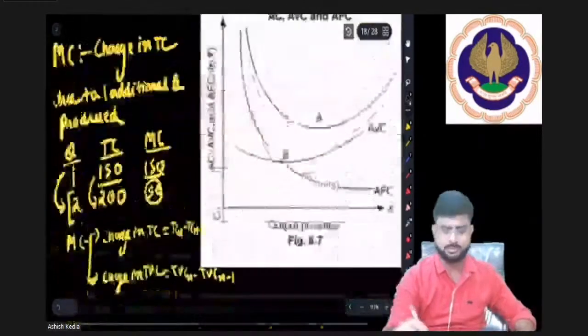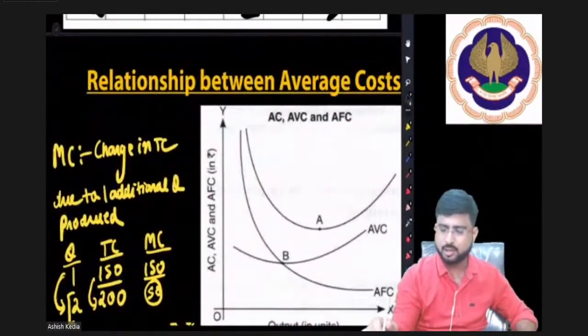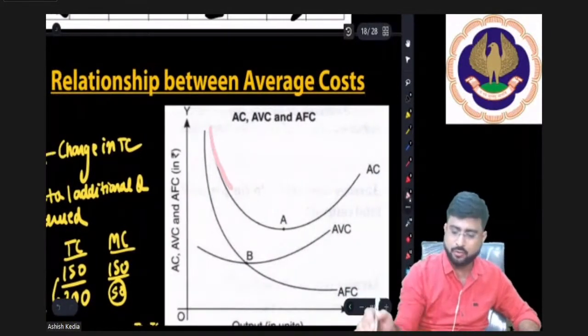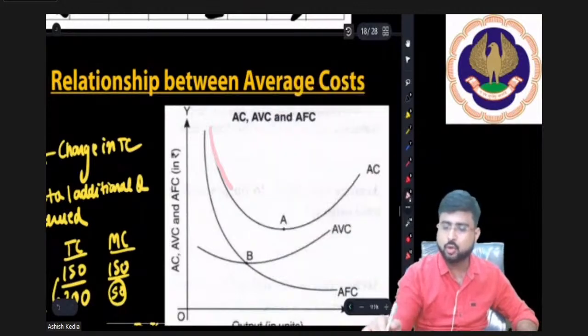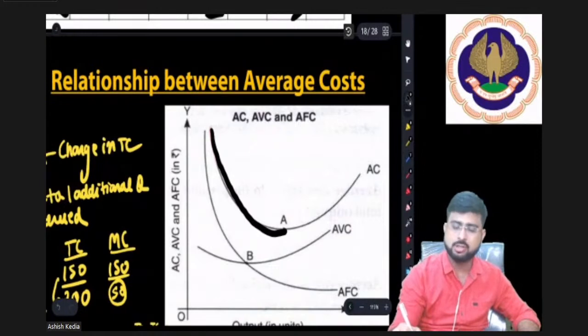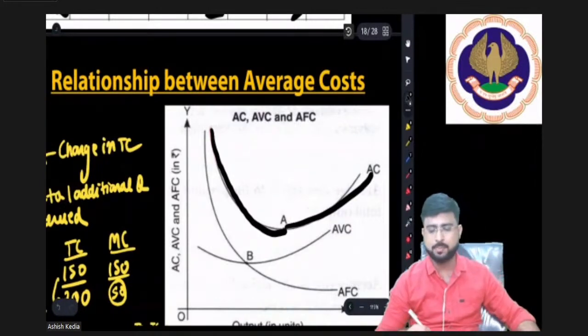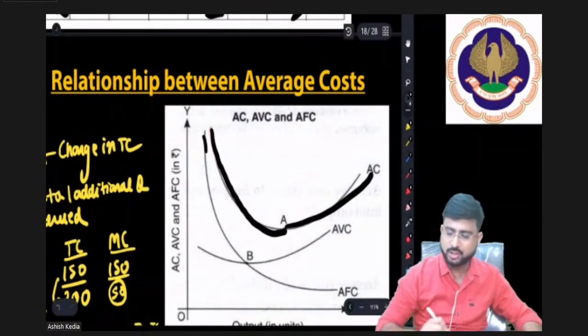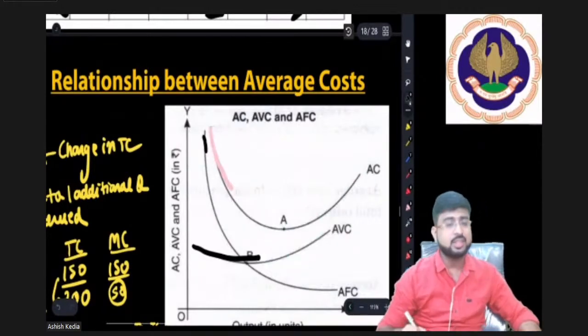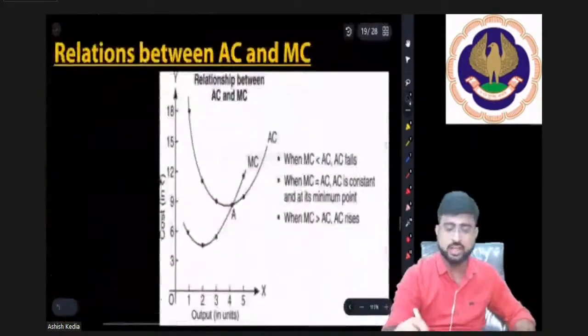Why, sir? Because, pay attention everyone, first, due to the decline in costs, it will go down, then the cost is rising, so it will go up. Same with average variable cost. Average variable cost also first goes down and then goes up. But remember, the shape of total fixed cost is called rectangular hyperbola.